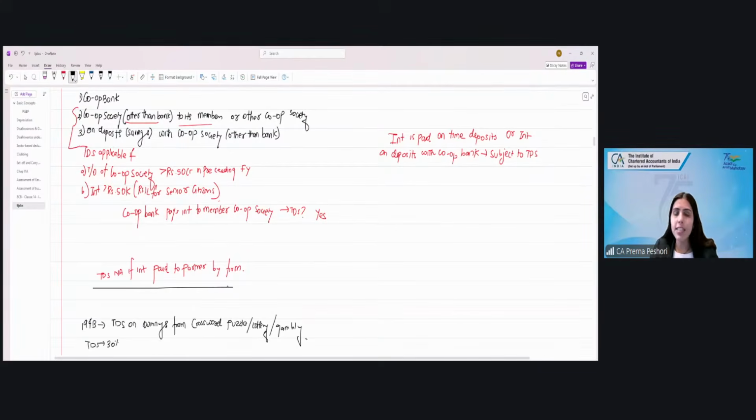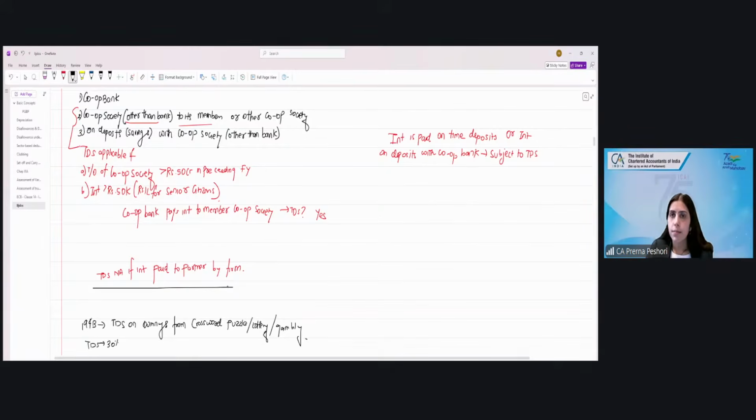In that particular case, the TDS is not applicable, right? So if the interest is paid by a firm to a partner, the TDS is not applicable if paid on the saving bank account. Yes or no? Are you with me?